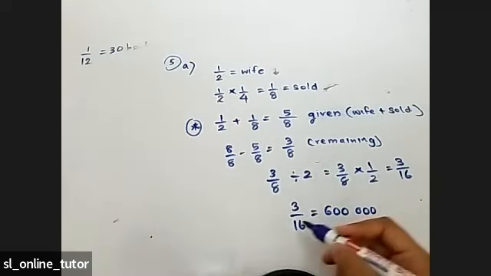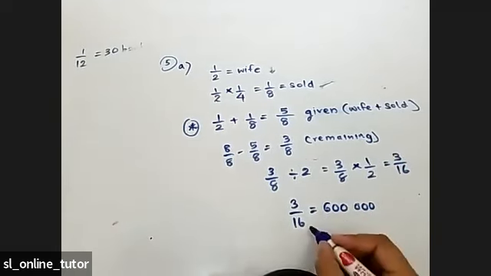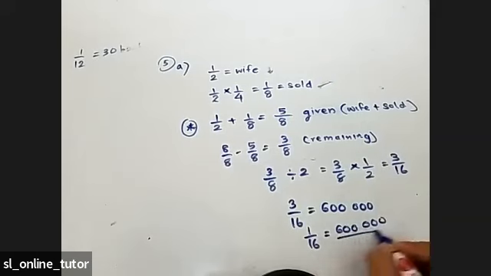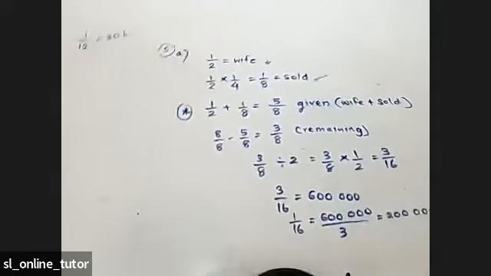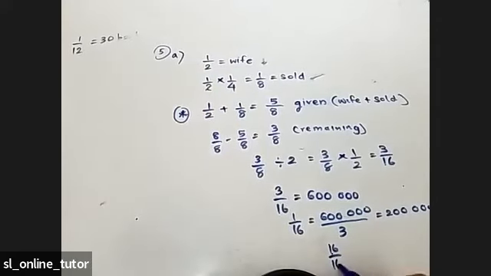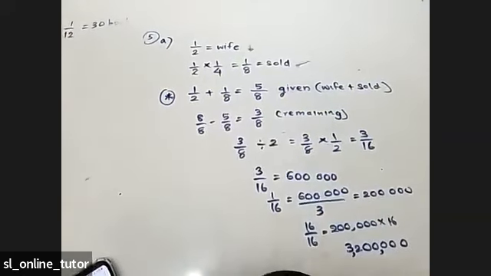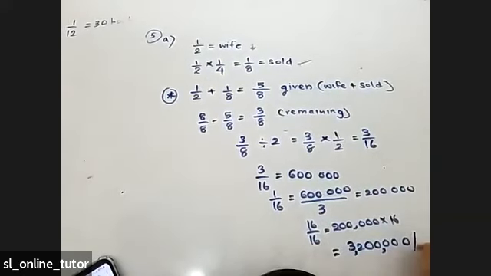If we know 3 by 16 is 600,000, we have to find for 1 by 16. 600,000 should be divided by 3. So it's 200,000, one part. So 16 parts means 16 by 16 means 200,000 into 16. Can you understand? So you are getting 32, 1, 2, 3, 4, 5. So how much? 3,200,000. The worth of the land is 3,200,000 rupees. Rupees should be written definitely.